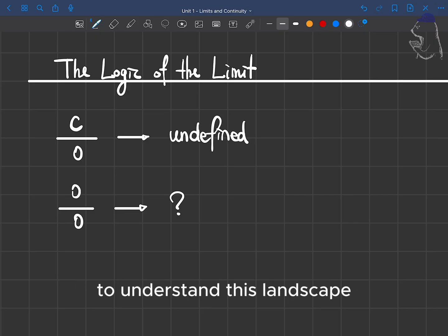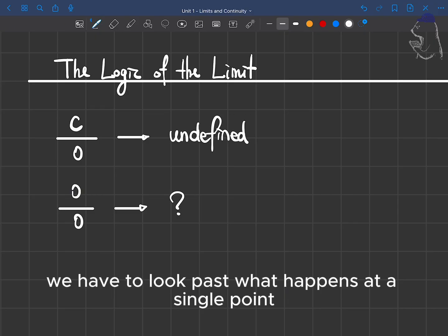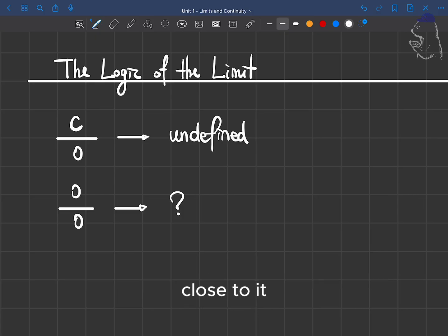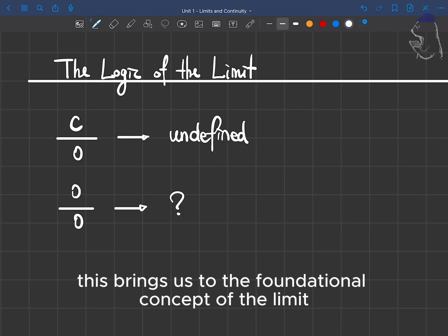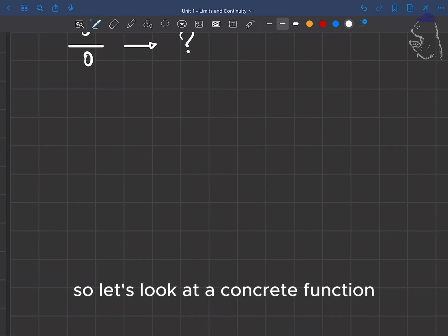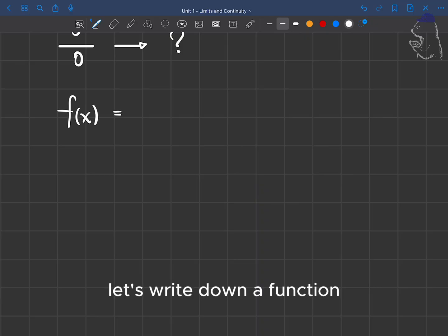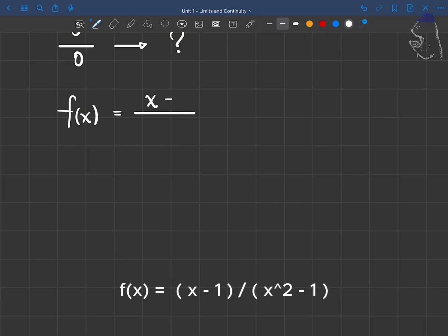To understand this landscape, we have to look past what happens at a single point and explore what happens as we get infinitely close to it. This brings us to the foundational concept of the limit. So let's look at a concrete function to see this tension in action. Let's write down a function f of x equals (x minus 1) divided by (x squared minus 1).